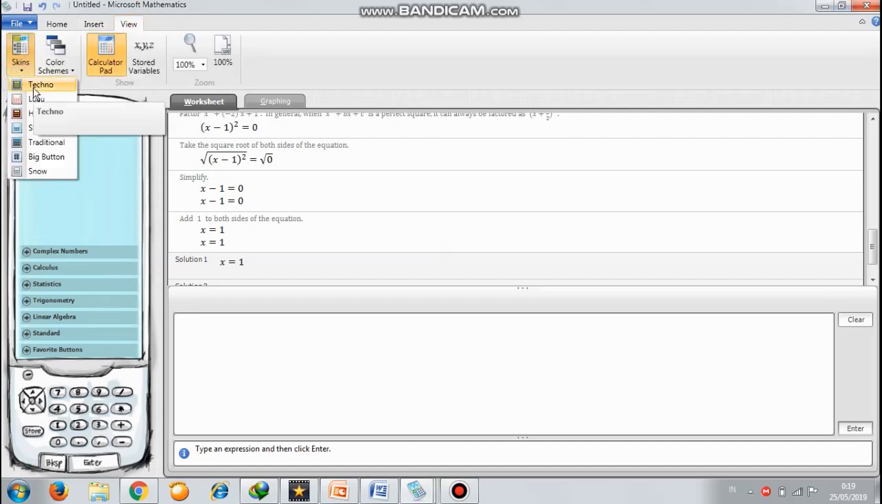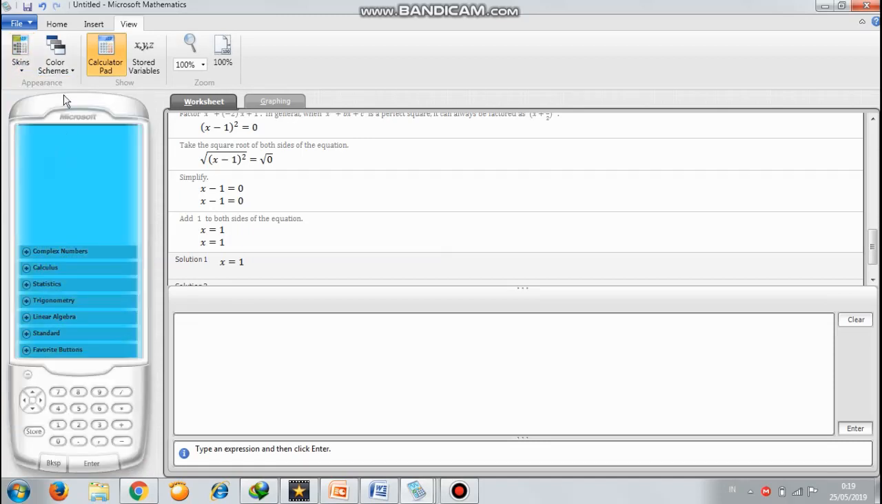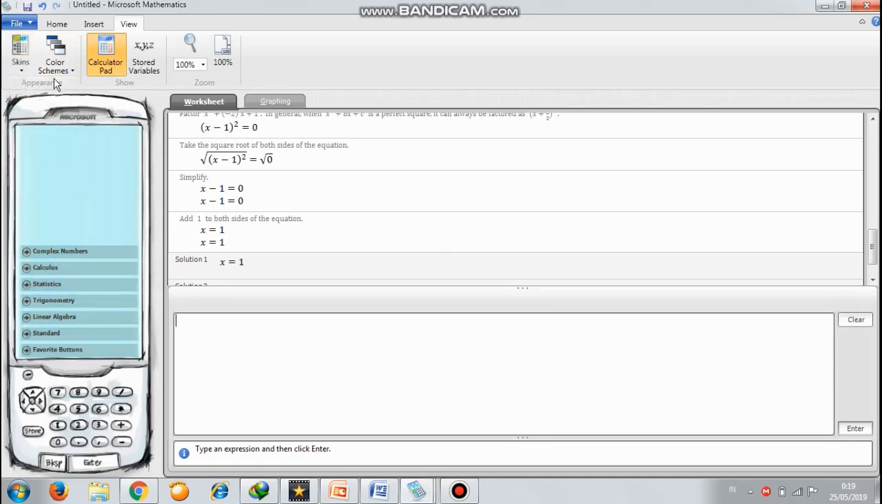And the last in the view, we can begin with the calculator. For example, we just pick root. It will be like this, or snow, or sketch like this. And the color scheme is for the Microsoft Mathematics layout like this.